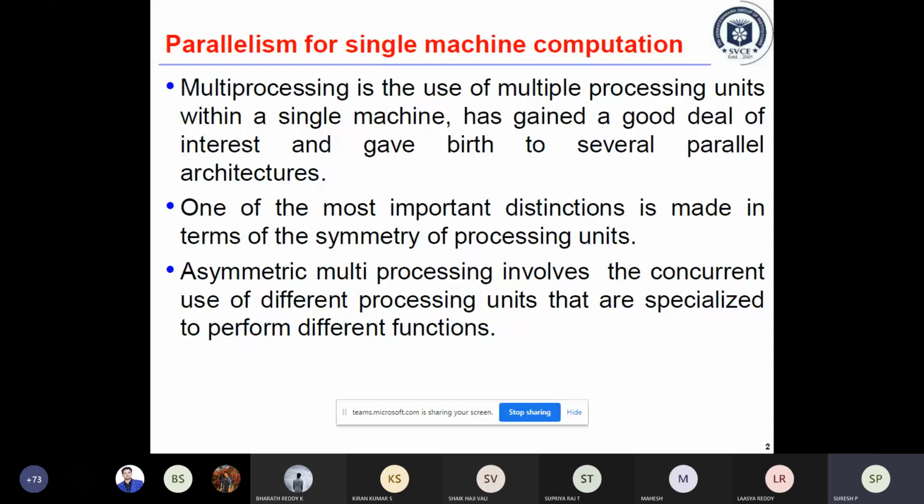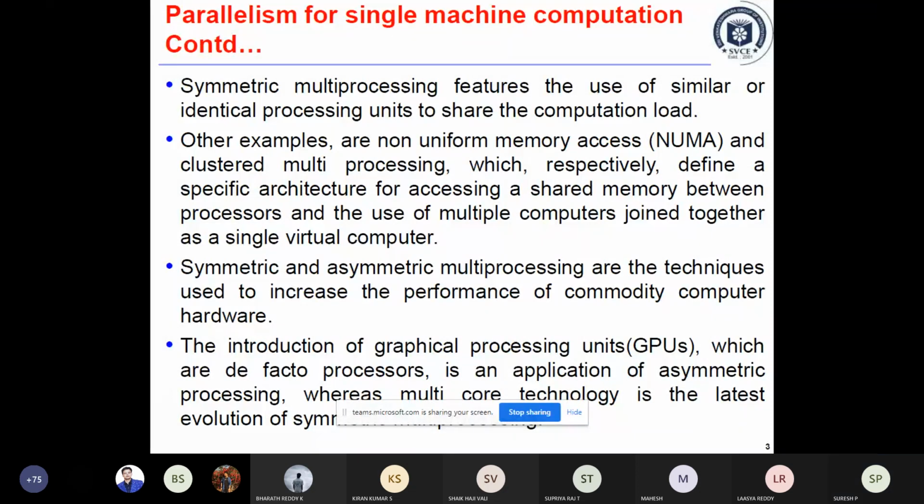So now, when it comes to symmetric multiple processing, its feature is the use of similar or identical processing units to share the computation load. Okay, as I told you now. Other examples you are going to have are non-uniform memory access and clustered multiprocessing.